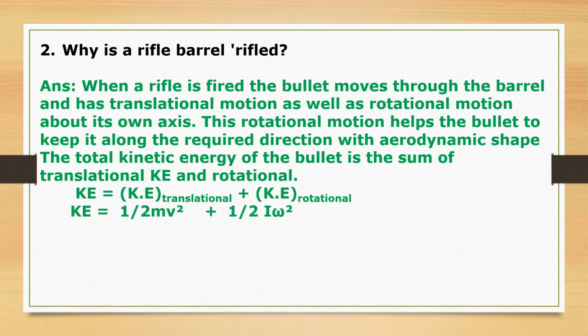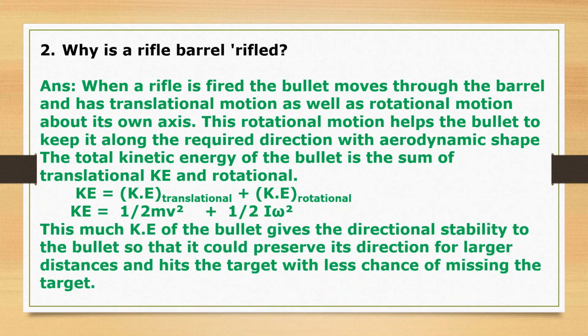The total kinetic energy of the bullet is the sum of the translational kinetic energy and rotational kinetic energy. Hence, kinetic energy is equal to half mv square plus half I omega square. This much kinetic energy of the bullet gives directional stability to the bullet so that it could preserve its direction for larger distances and hit the target with less chance of missing the target.